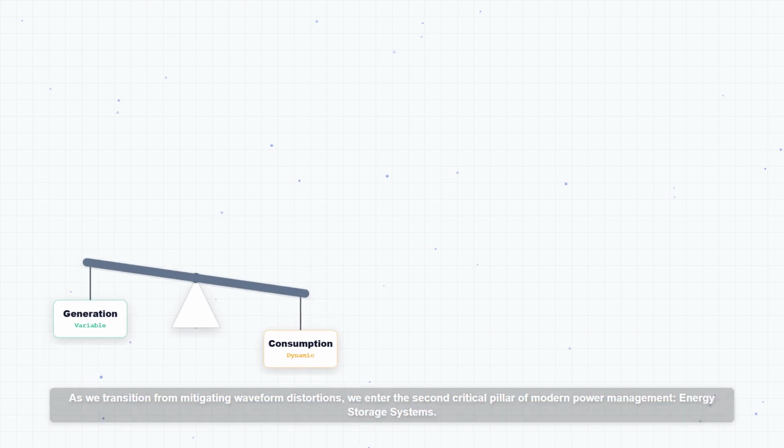As we transition from mitigating waveform distortions, we enter the second critical pillar of modern power management: energy storage systems.